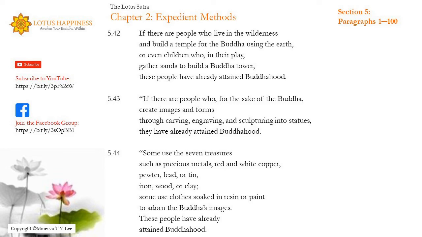If there are people who, for the sake of the Buddha, create images and forms, through carving, engraving, and sculpturing into statues, they have already attained Buddhahood. Some use the 7 treasures, such as precious metals, red and white copper, pewter, lead, or tin, iron, wood, or clay. Some use clothes soaked in resin or paint to adorn the Buddha's images. These people have already attained Buddhahood.